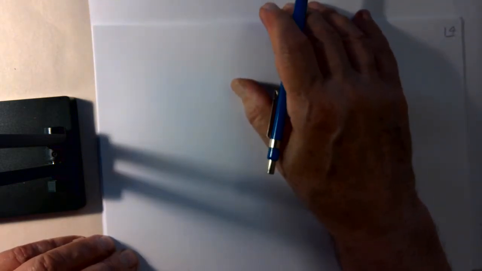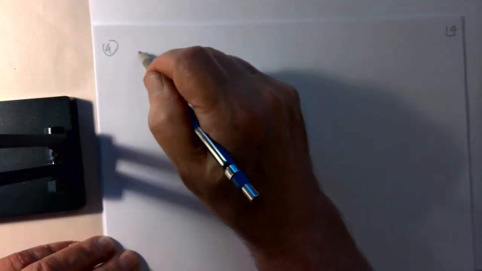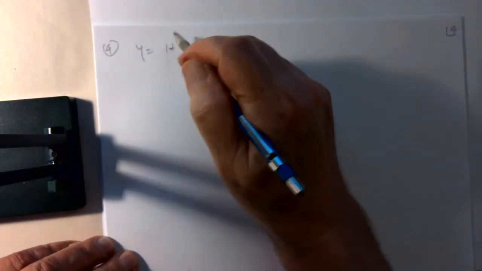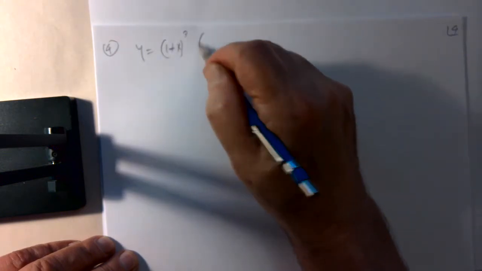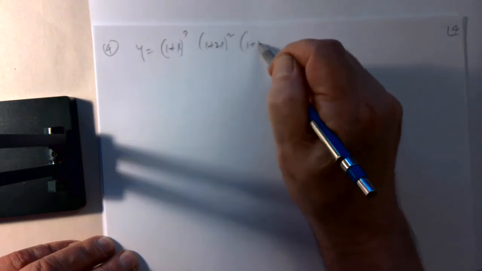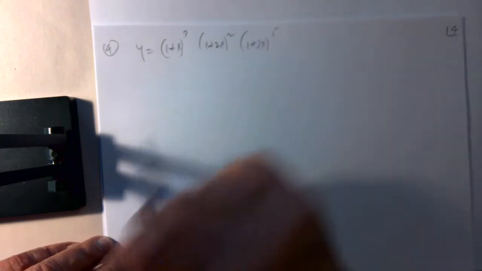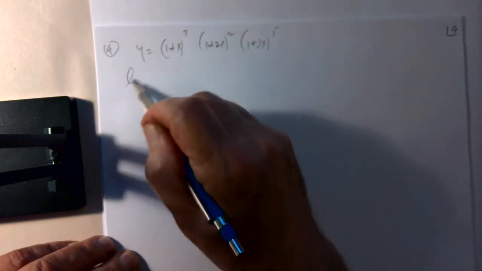Problem 4, we have a function y equals (1 plus x)^3 times (1 plus 2x)^2 times (1 plus 3x)^5. And we want to use logarithmic differentiation to find dy/dx.